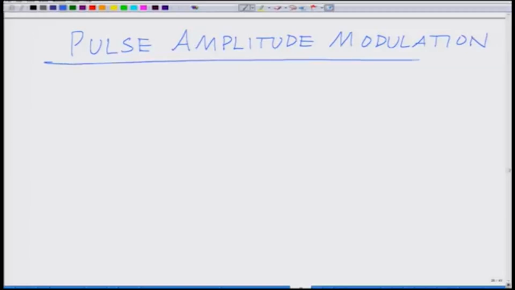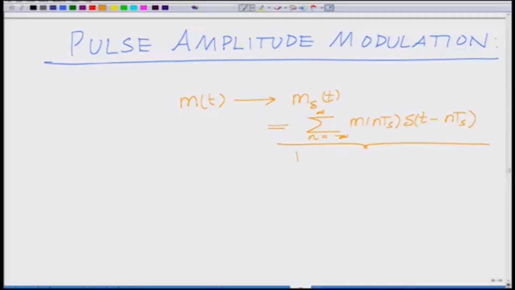Pulse amplitude modulation, where we have said that we have our original signal m of t. It can be represented as the impulse sampled signal, which is summation n equal to minus infinity to infinity m of nTs delta t minus nTs. This is our impulse sampled signal.